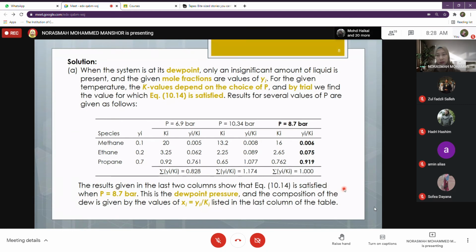Understand? Faham, madam. So for this P, it is by try and error until summation Yi over Ki equals 1. So the answer here is 8.7 bar, because summation Yi over Ki is now equal to 1. So 8.7 is the dew point pressure, and the composition Xi is Yi over Ki.